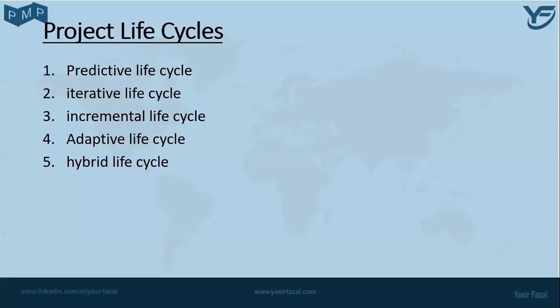So basically, project life cycles are independent of product life cycles, which may be produced by a project. A product life cycle is a series of phases that represent the evolution of a product from concept through delivery, growth, maturity, and to its retirement.